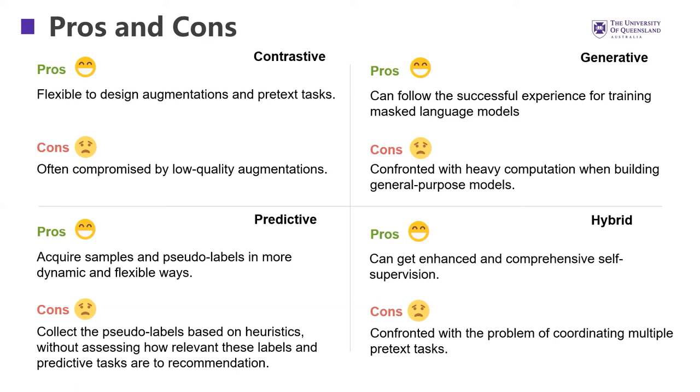And finally, for the hybrid methods, the advantage is that they can get enhanced and comprehensive self-supervision signals. But the disadvantage is that they may be confronted with the problem of coordinating multiple pretext tasks, particularly in the branch of independent methods. We have multiple types of pretext tasks, but we don't know which one is more important and which one is less important. So we may need some prior knowledge or expert knowledge to coordinate different tasks.